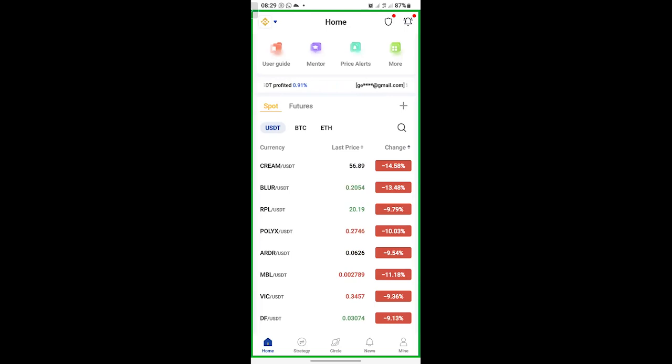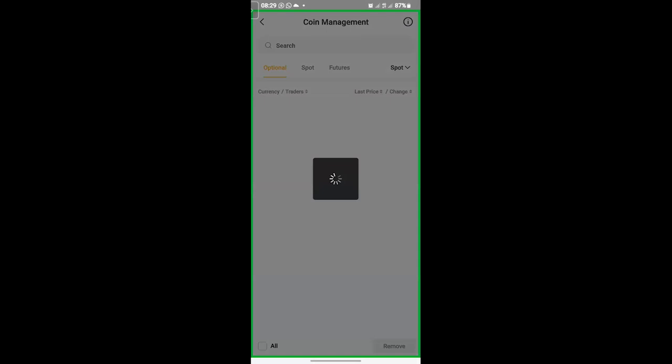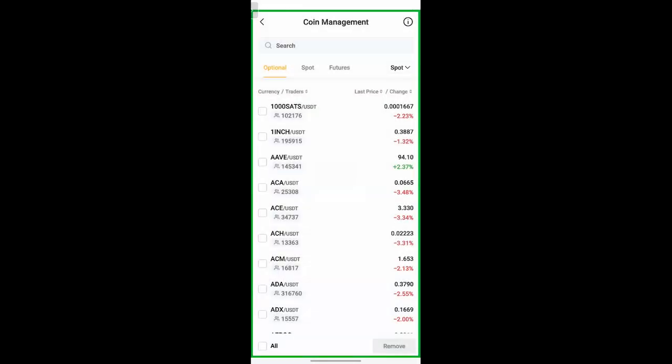You just have to click on the additional sign. You add what you want. You can even mark one by one. You say, I want this, I want that, I want this, I want that. Okay, just like that.